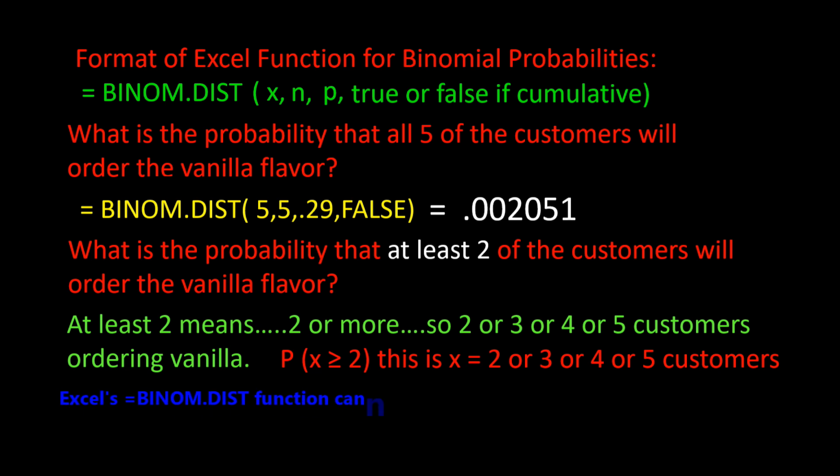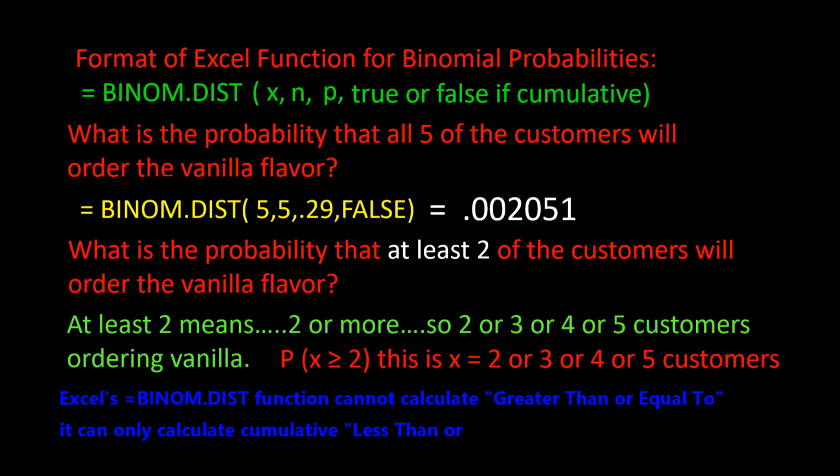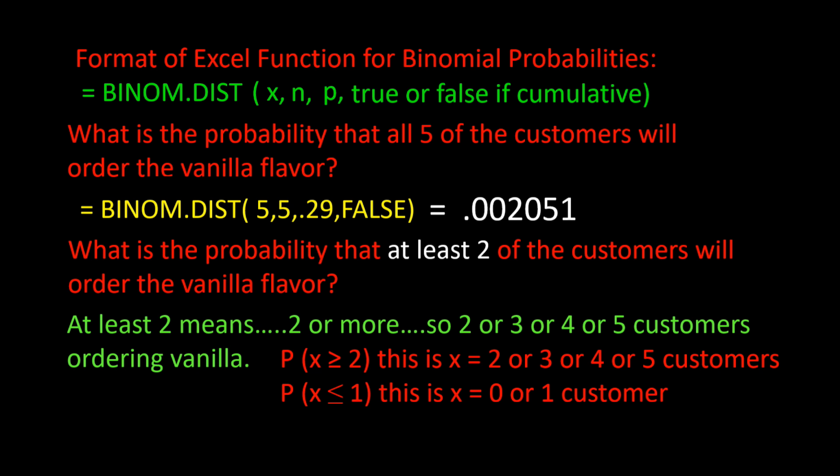The problem is Excel's binomial function cannot calculate greater than or equal to. It can only calculate cumulative less than or equal to. So what we need to do is figure out the probability of X less than or equal to 1, because that's the flip side of X greater than or equal to 2. So that would be for X equals 0 or 1 customer. And that Excel will calculate for us, since it will calculate cumulative up to a certain number. So we can calculate the probability of X less than 2, so that is X equal to 1 or X equal to 0.